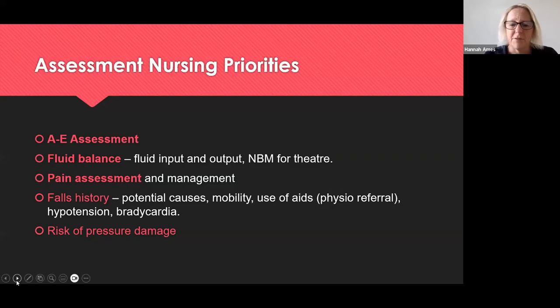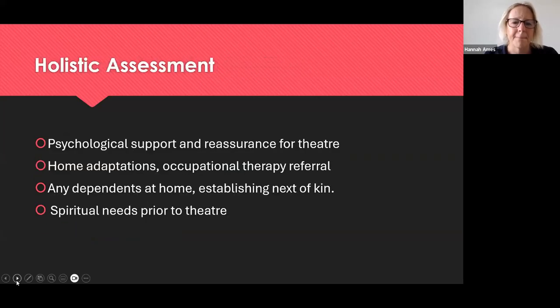We need to be aware of the risk of pressure damage. Like I said, these patients are going to be on bed rest until 1 day after theatre, and they are going to be at risk of pressure damage. So again, if we've got time, giving some advice on pressure damage prevention, and that's a good problem as well to do a care plan on.